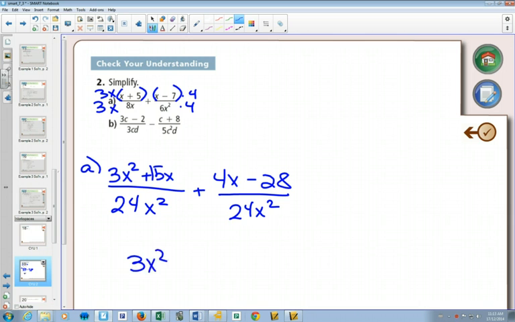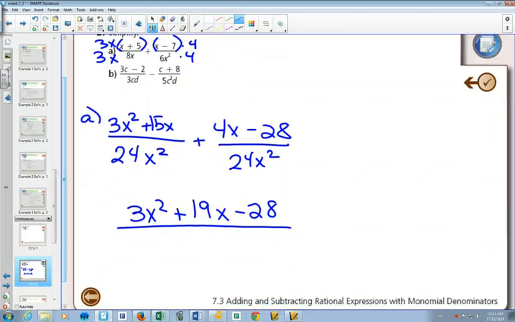Can you see that the 15x plus 4x will make 19x minus 28 over 24x squared? Maybe we can factor it. That's a possibility. Okay. Something, though, you can do the 24 and the 3? Careful. That's what we're talking about. Right now, there's adding and subtracting. This whole thing gets grouped together.